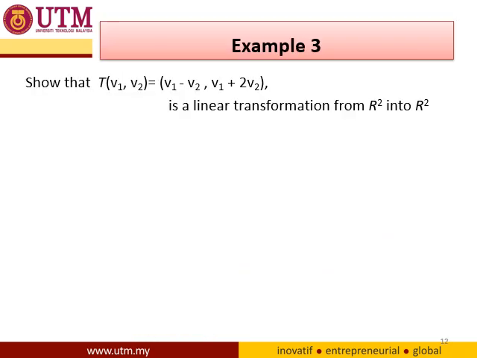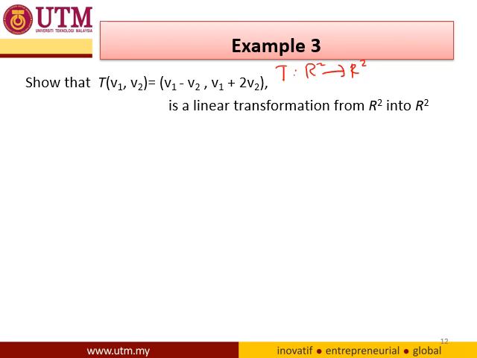Okay, now we look into example 3. Example 3 asks us to show that the transformation of (v1, v2) is equal to (v1 minus v2, v1 plus 2v2) is a linear transformation from R2 into R2. So we have transformations from R2 to R2.